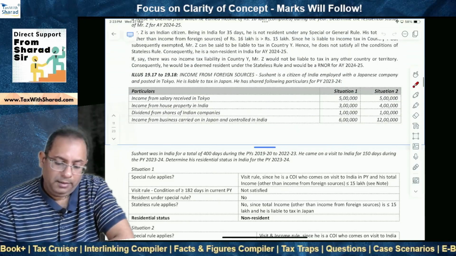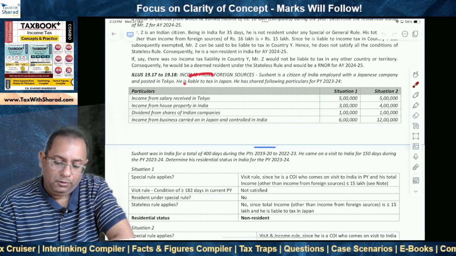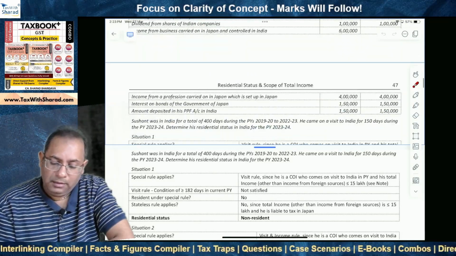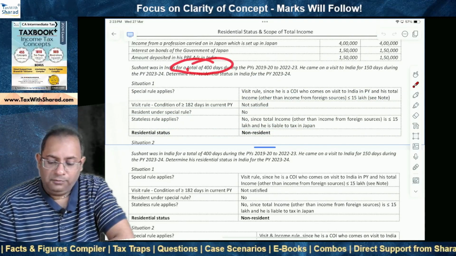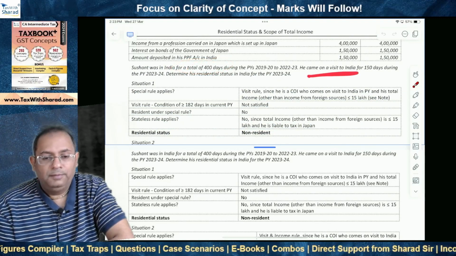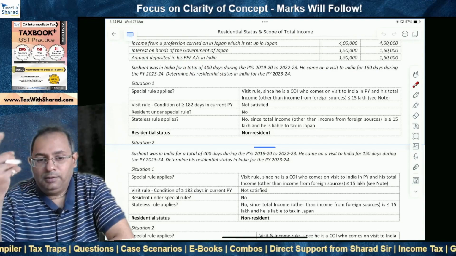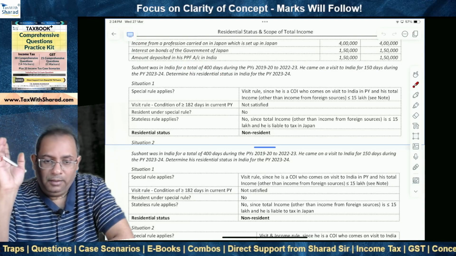Sushant is a citizen of India. He is liable to tax in Japan. These are the details of his income. Preceding 4 previous years stay is 400 days and he comes on a visit to India. So you see that he is a citizen of India who is coming on a visit to India.